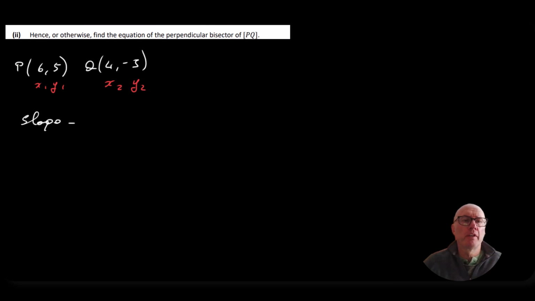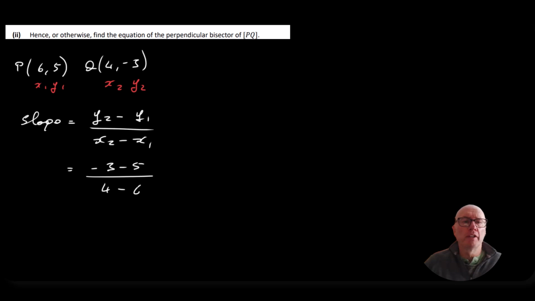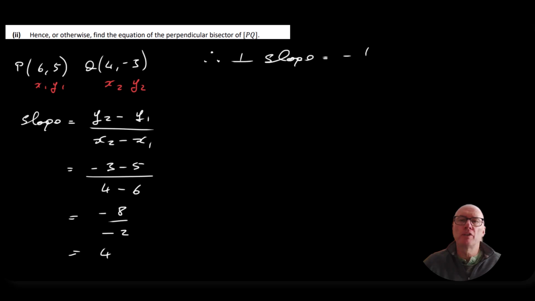So the slope is (y2 - y1)/(x2 - x1). That's (-3 - 5)/(4 - 6), which is -8 over -2, which is 4. So therefore the perpendicular slope is going to be -1/4. This is 4 over 1; just flip it upside down and change the sign.